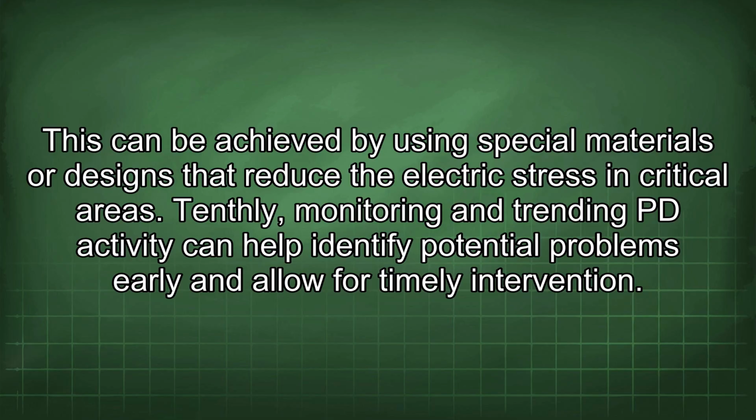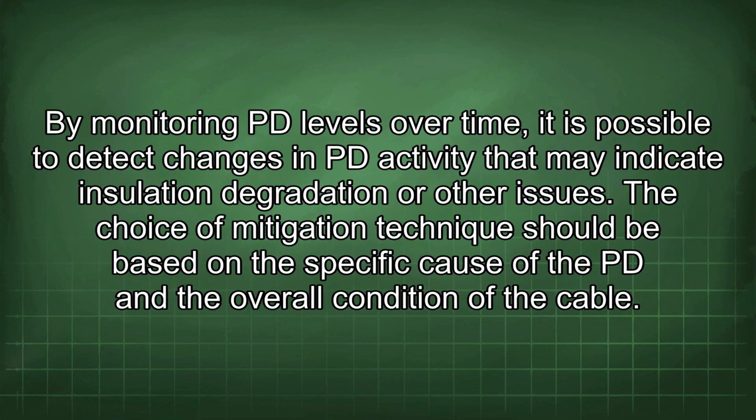Tenthly, monitoring and trending PD activity can help identify potential problems early and allow for timely intervention. By monitoring PD levels over time, it is possible to detect changes in PD activity that may indicate insulation degradation or other issues. The choice of mitigation technique should be based on the specific cause of the PD and the overall condition of the cable.